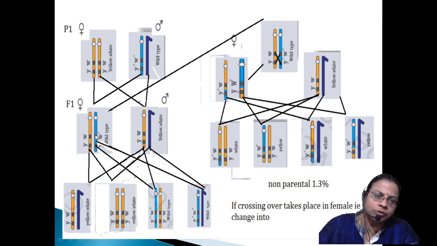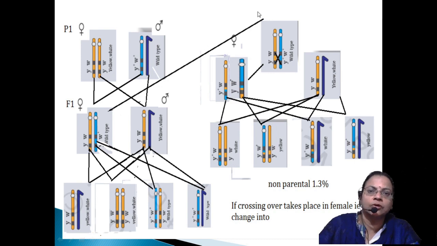Then this X chromosome combines with this Y chromosome. You will get Y plus W plus and the Y chromosome is empty. So here the character expressed will be wild type. And this is the combination you will get if there is no crossing over.